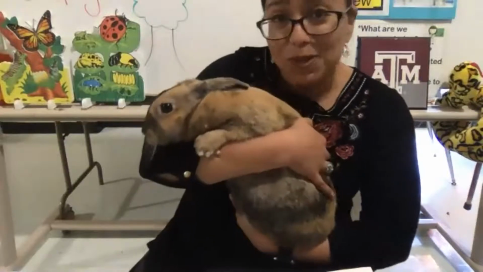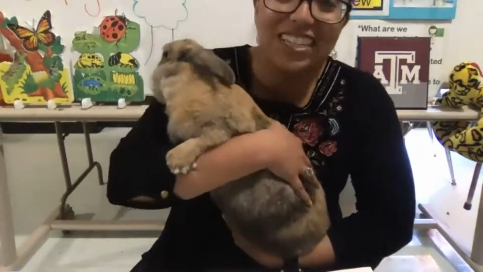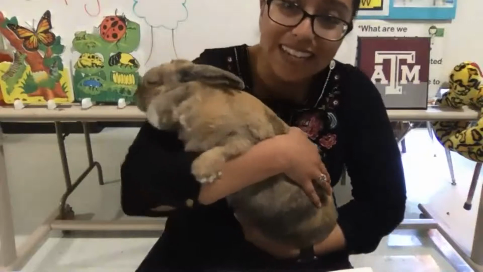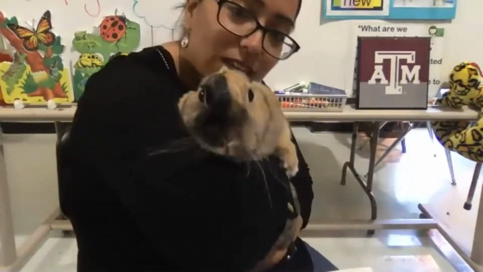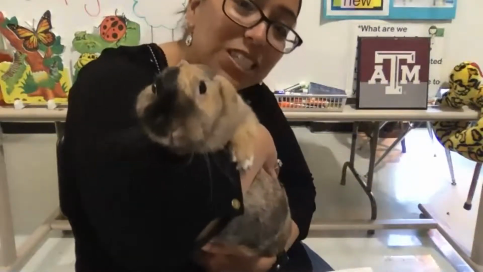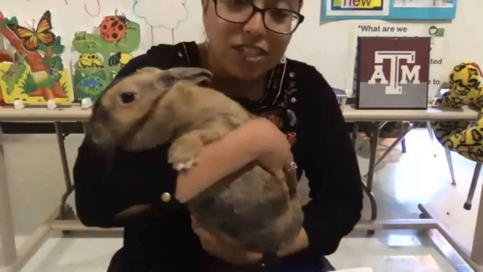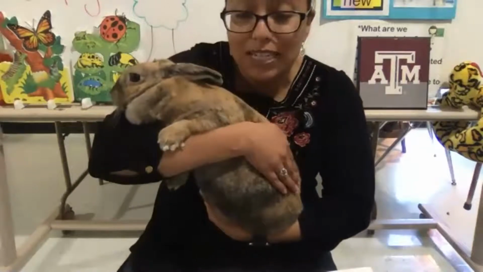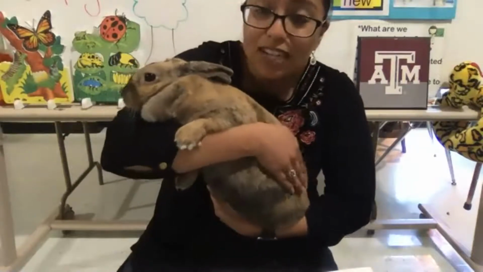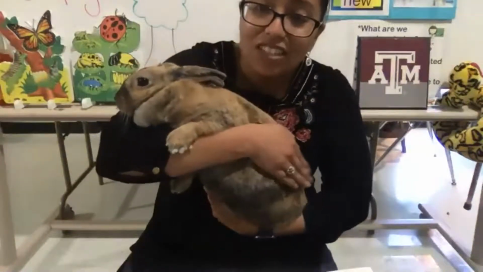So since I'm able to hold her, I know that she's alive because I can actually feel her breathing. If you look at her little nose over here, you can see it's twitching, so she's smelling. She's also breathing through her nose. She's a living thing, so she needs food to eat. She needs water to drink. So she does have needs since she's a living thing.